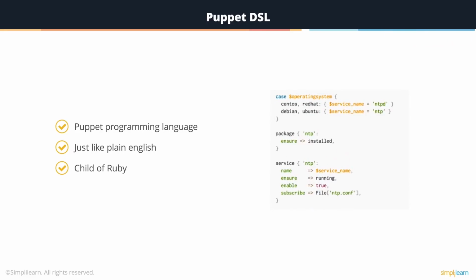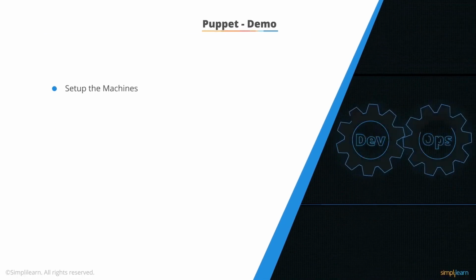You can do things based on the operating system that you have. So we'll be writing a small Puppet module which will be using this Puppet DSL. We will do that after we install the Puppet server and the client. And then we will write a simple Puppet module to show how to use the Puppet DSL. Let's have a look at the demo we are going to do.